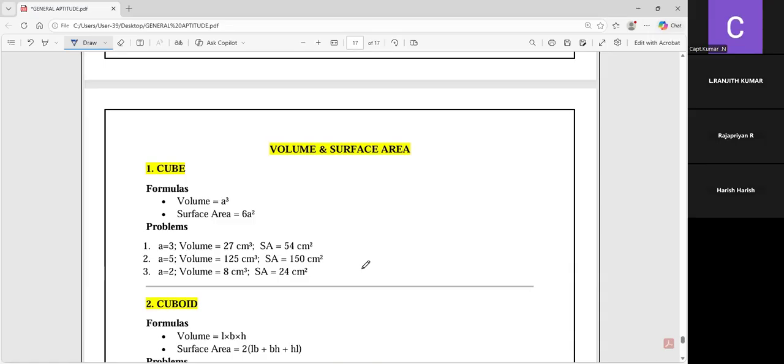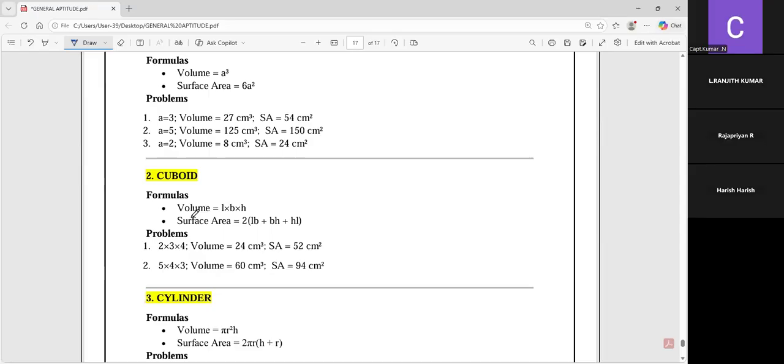Example, a cube. The side is 3. Volume is 3 power 3. Surface area is 6 into 3 square. And cuboid also: the volume is length, width, and height. And surface area is 2 into the sum of length into width, width into height, and length into height.